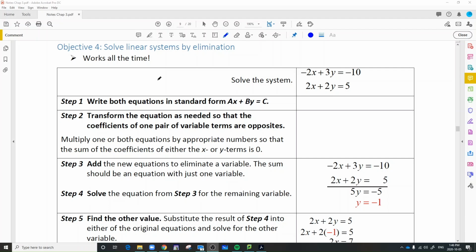Okay, so our last method for solving linear systems is by elimination. So again, how the different methods of solving are solving by graphing. When do you solve by graphing? Pretty much only when they tell you to.